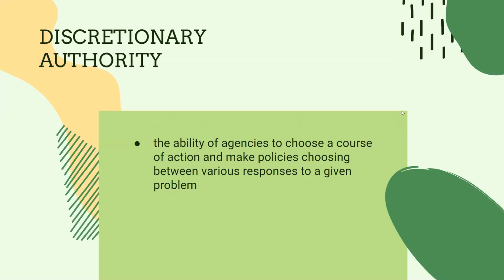So now we'll just go over some important ideas. So this is discretionary authority, which is the ability of agencies to choose a course of action and make policies, choosing between various responses to a given problem. So when Congress makes laws, it's kind of vague. So the bureaucracies, they can choose exactly how to implement that law and put it into action. So that gives them a lot of power.